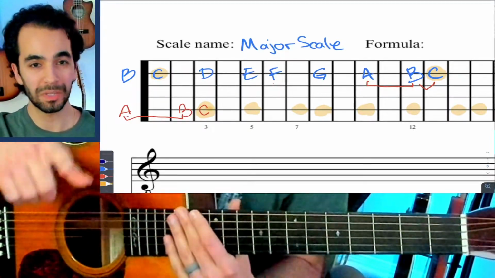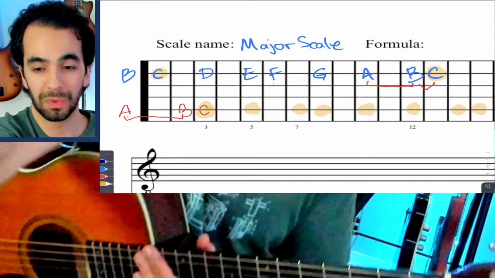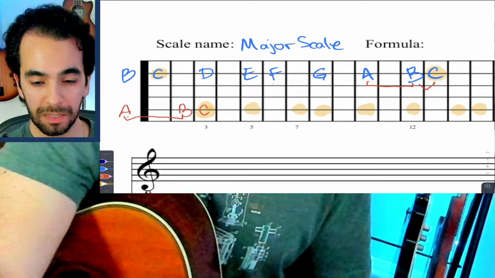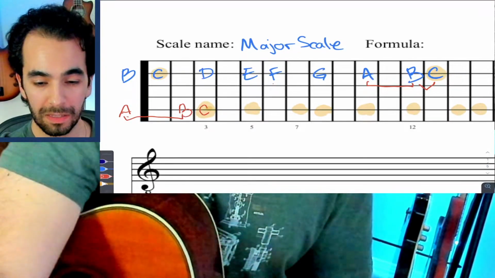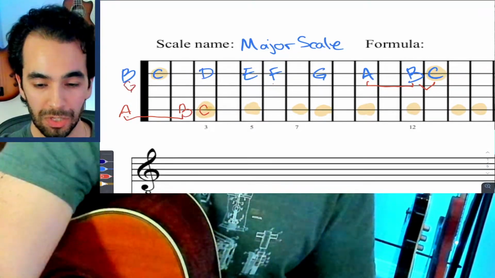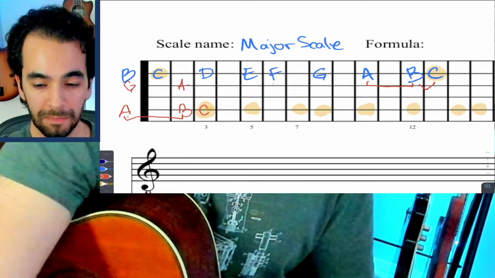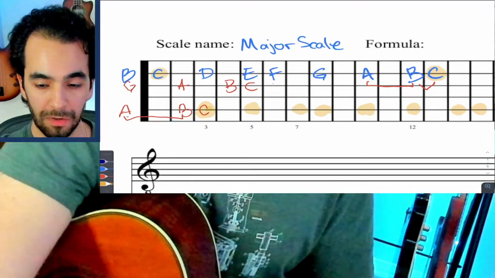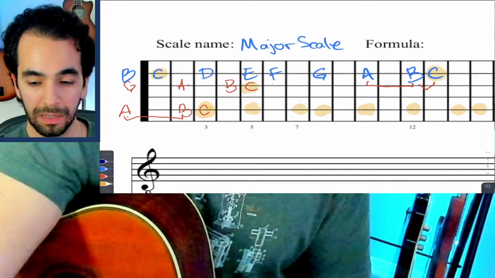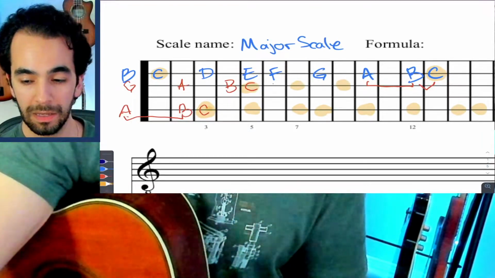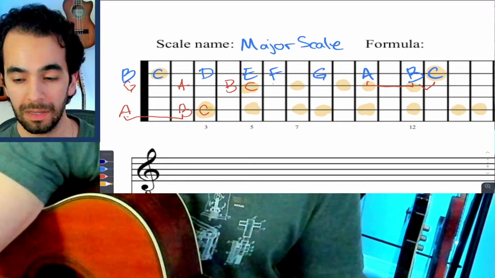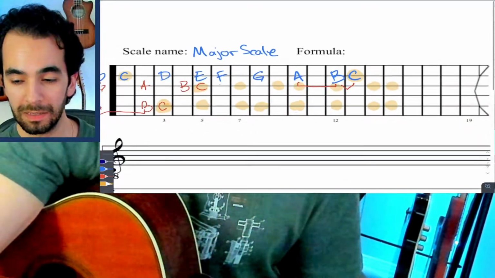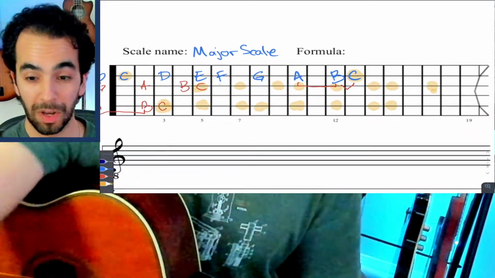And anywhere else where I can find a C, I can also do this. So for example, I can also find a C on the G string: G, A, B, and C. So I can start from there and do the same pattern: C, D, E, F, G, A, B, C. I would land on the 17th fret.